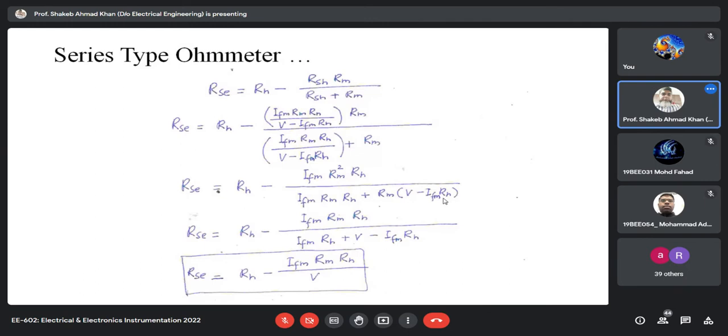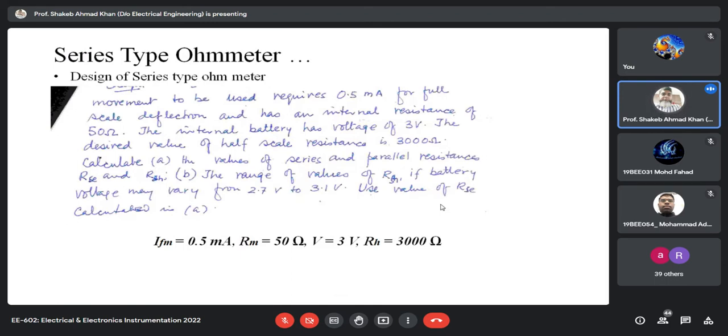So now I took one example. Things will be more clear when you solve this problem. This is an example of designing a series type ohm meter. The movement to be used requires 0.5 milliampere for full scale deflection. Actually this is a D'Arsonval movement, that is your permanent magnet moving coil instrument, and its full scale current is given, and it has an internal resistance of 50 ohm. So these are the specifications of the meter used. The internal battery has a voltage of 3 volt. The desired value of half scale resistance is 3000 ohm. Calculate the series and parallel resistance RSC.